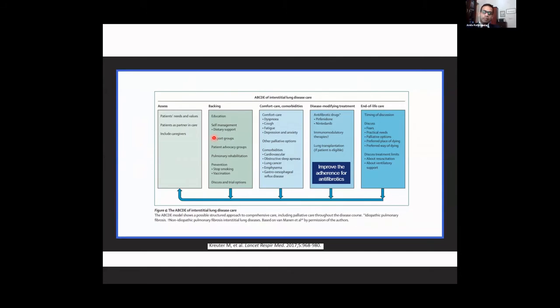We should advise them to self-manage, with things like diet, nutritional management, and support groups. And we have to consider pulmonary rehabilitation, and we have to recommend vaccination. We have to provide comfort and care and look into symptoms like dyspnea, cough, and fatigue, as well as think about their comorbid conditions like ischemic heart disease and others. You have to manage them appropriately.